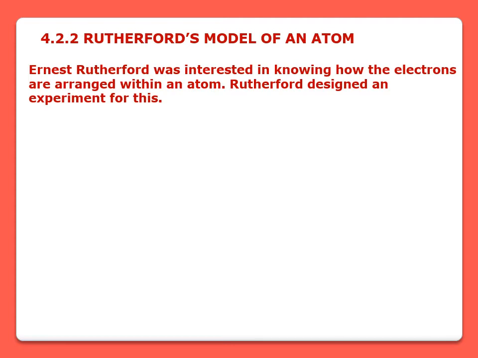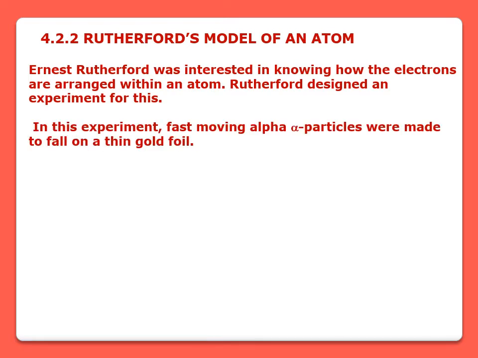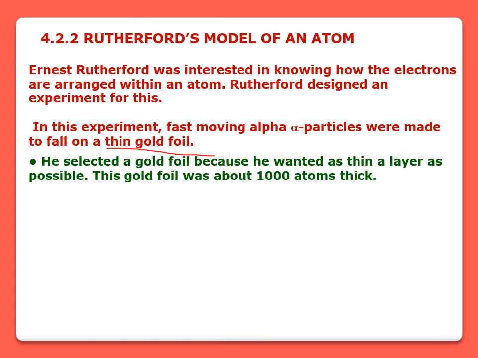He did this experiment with gold foil, and in his experiment, what did he do? He made fast moving alpha particles fall on thin gold foil. This was his experiment. And do you know why he selected a thin gold foil? He selected gold foil because he wanted as thin a layer as possible. That is why he selected thin gold foil. And the gold foil he selected was only about 1000 atoms thick.